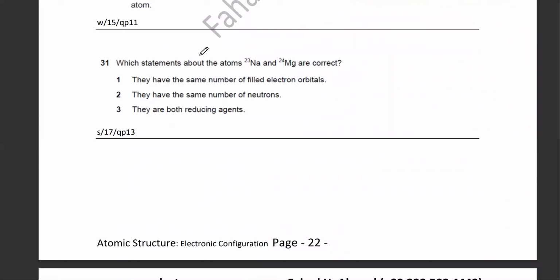This one, which statement about the atoms of sodium and magnesium are correct? Sodium is 11, so 11 electrons is 1s2, 2s2 and 2p6, and it's going to be 3s1. Magnesium is pretty much going to be the same. It's 12 electrons, so it's 1s2, 2s2, 2p6, and then there is 3s2. So they have the same number of filled electron orbitals. That is correct. I mean, it's just 4 orbitals in each case.